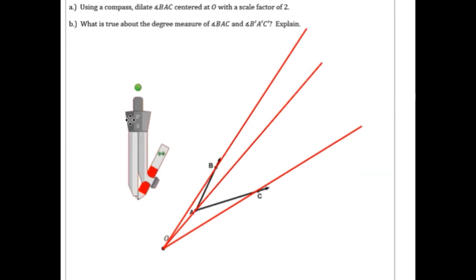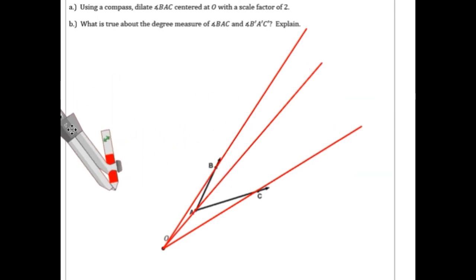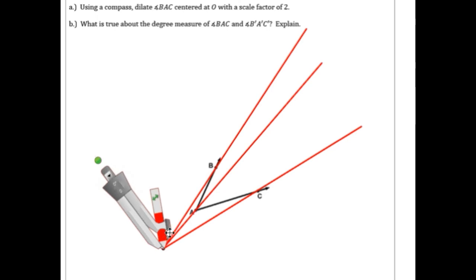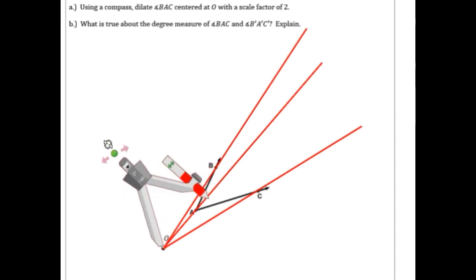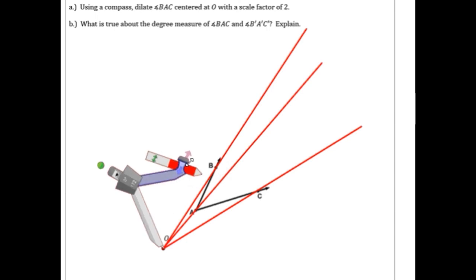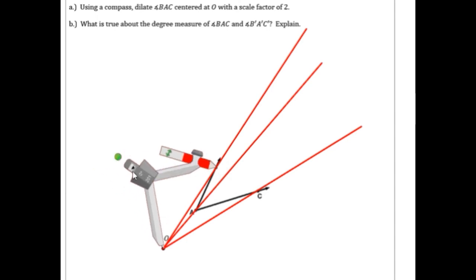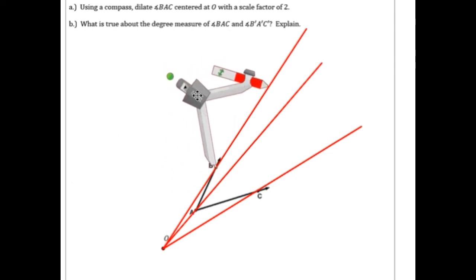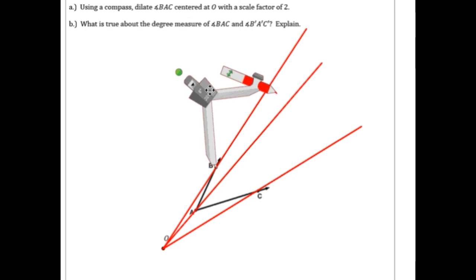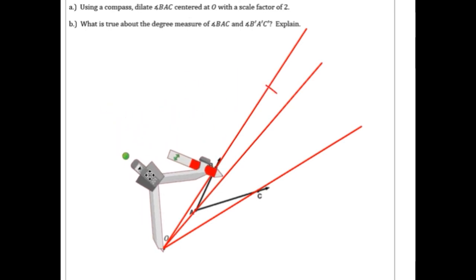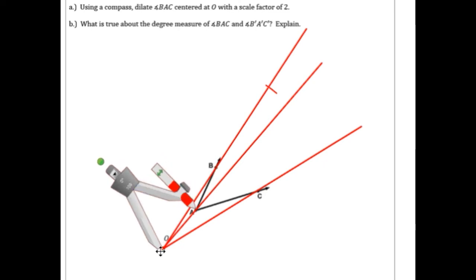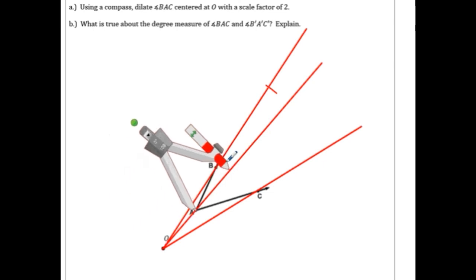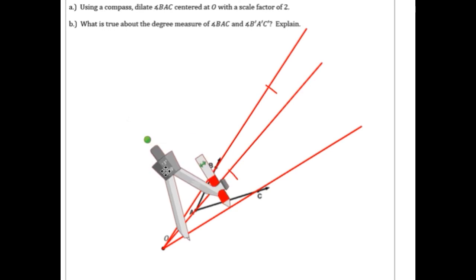Scale factor of 2. So, taking your compass, you are going to put the clear piece on O. You're going to open it up so the hole is on B. I'm going to do B first. So that's like a scale factor of 1. I move it out to B, and this is a scale factor of 2. I'm going to do each one and then label after. So I'm doing O to A right now. I put the clear piece on O, hole on A. Take that distance, extend it out. This is a scale factor of 2.